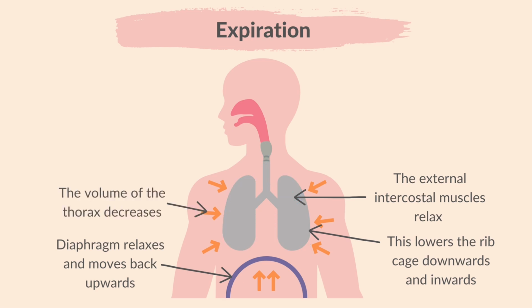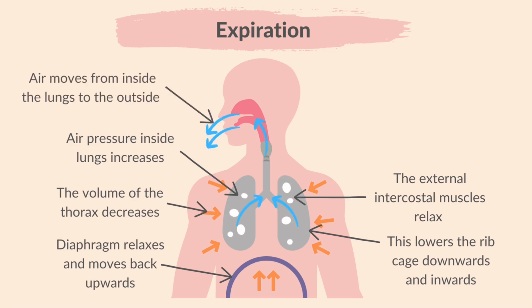Both of these factors lead to the volume of the thorax to decrease. When the volume of the thorax decreases, the air pressure inside the lungs increases. This is because the force exerted by the movement of gas molecules inside the lungs against the walls increases. Therefore, pressure inside the lungs is higher in comparison to the outside atmosphere.